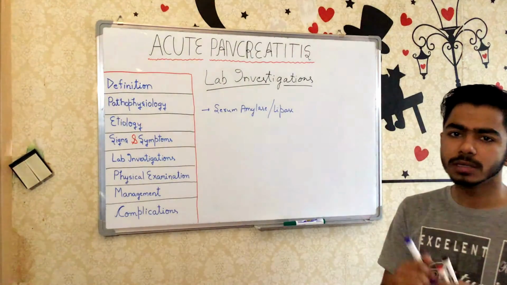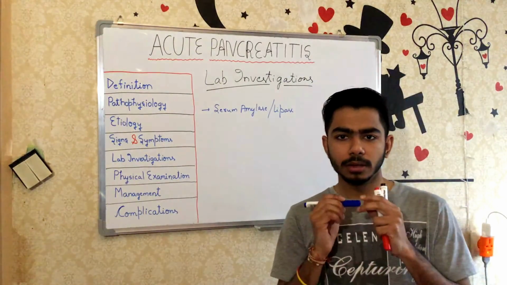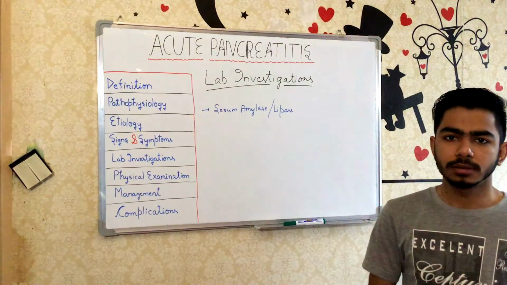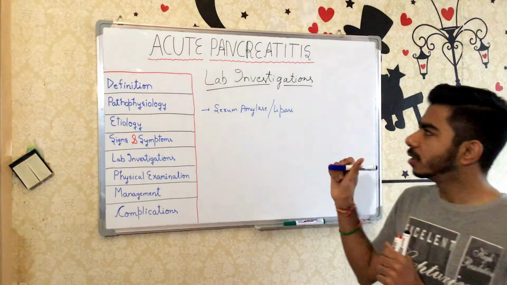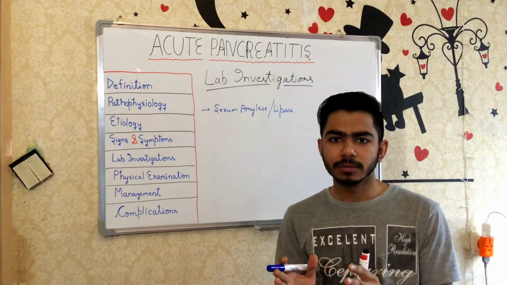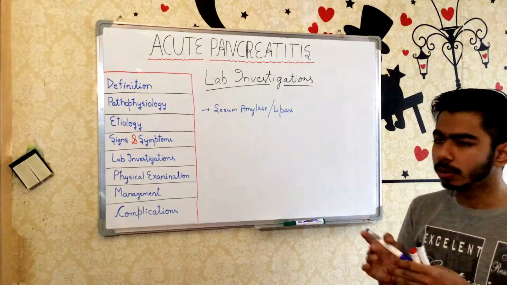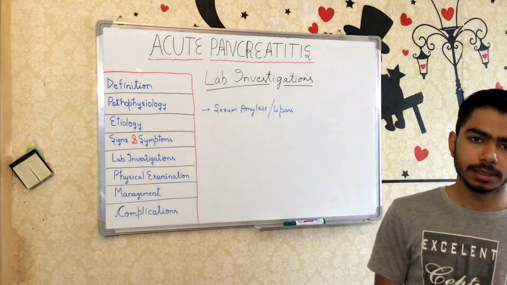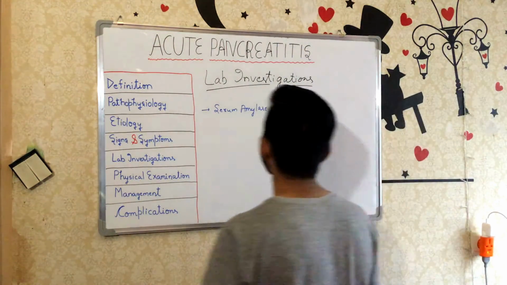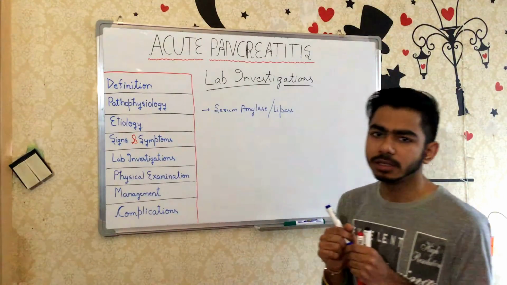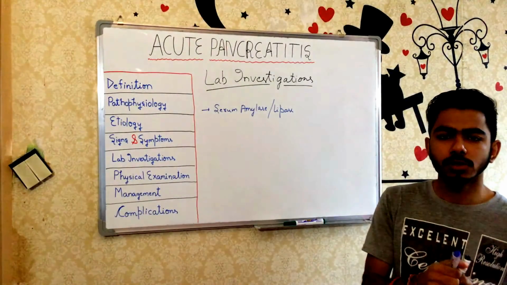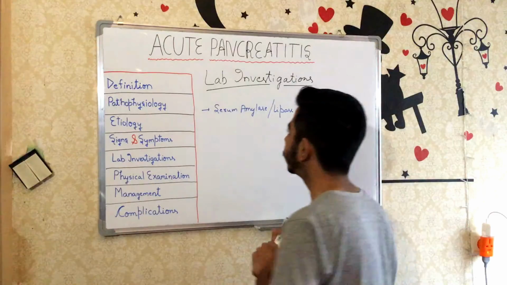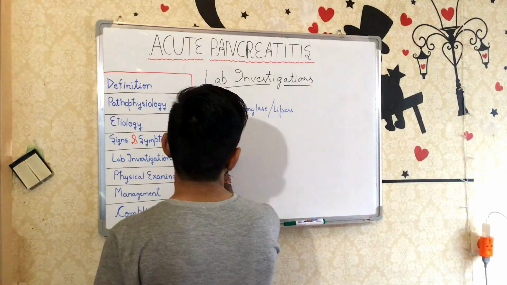However, if lipase is in higher concentration in the blood, that could be the most significant one for acute pancreatitis. Because while the pancreas is inflamed, it can secrete more and more lipase into the blood, which is more significant as compared to the amylase in acute pancreatitis. However, higher amylase concentration is also a sign for acute pancreatitis, but not the most significant one. The most significant one is lipase, a higher amount of lipase in the blood. So this was our serum amylase and lipase.